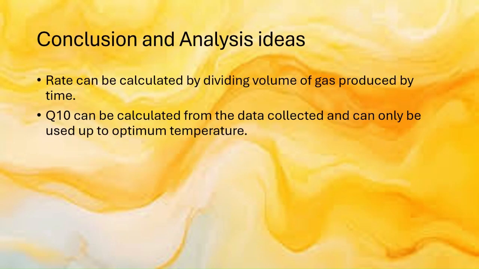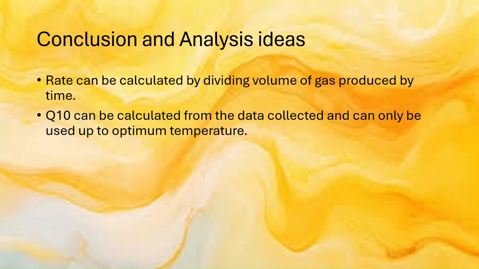So what can you conclude and what are the different things you can analyze? So the rate can be calculated by dividing the volume of gas produced by time. And the temperature coefficient can be calculated from the data collected and can only be used up to optimum temperature.